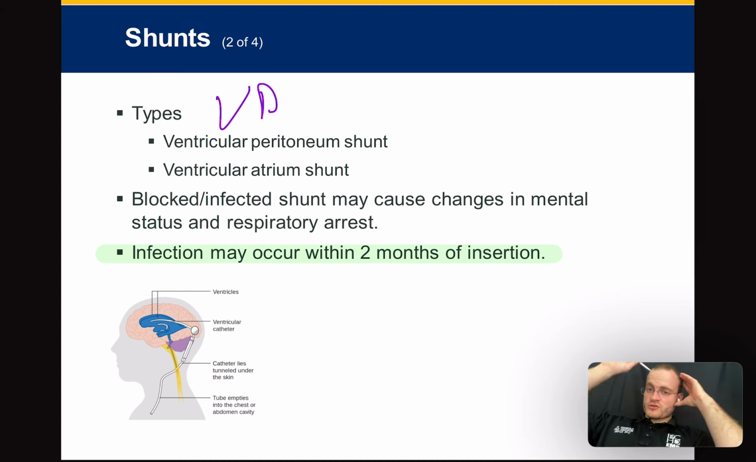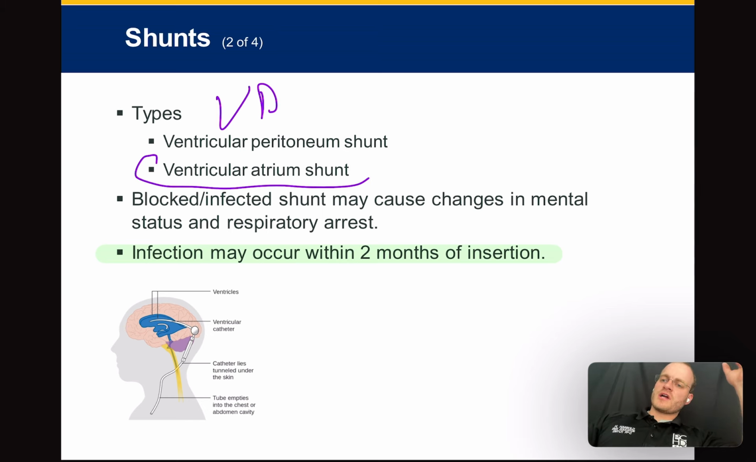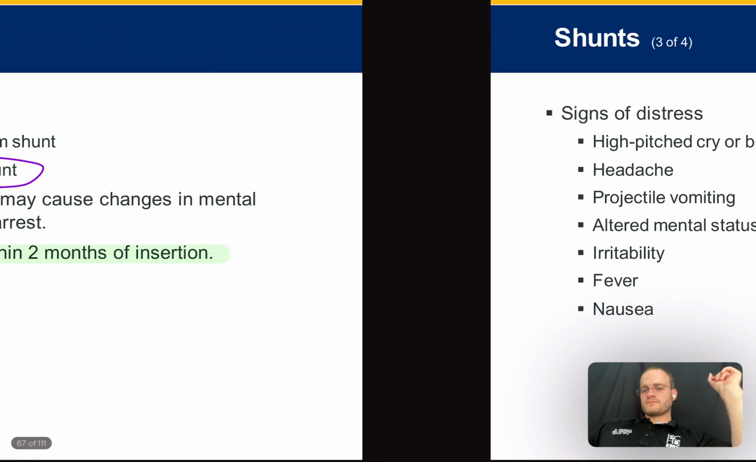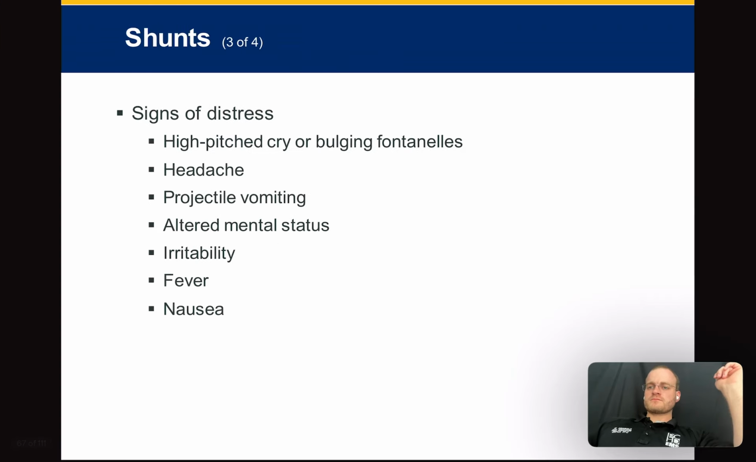This is where it dumps it from the ventricle down into the peritoneum, which is like the abdominal cavity. The ventricular atrium shunt, I'm pretty sure that one just dumps it into the thorax. I could be wrong on that. May have to look that one up.